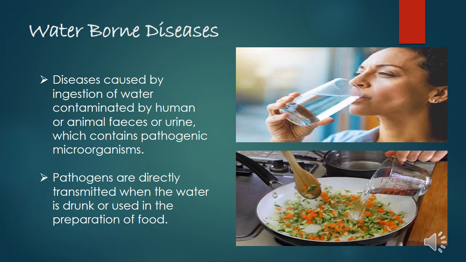So, what are waterborne diseases? Diseases caused by ingestion of water that is contaminated by human or animal feces or urine, which contains pathogenic microorganisms. Now, pathogens are directly transmitted when the water is drunk or the water is used in preparation of food. So, the carrier is water definitely, but it can be transmitted directly when it is drunk or it is used in the preparation of food.